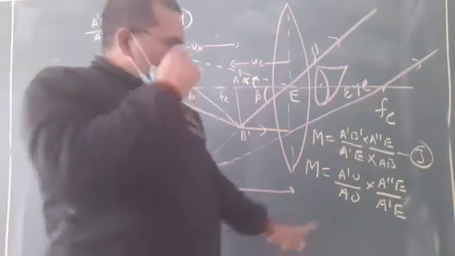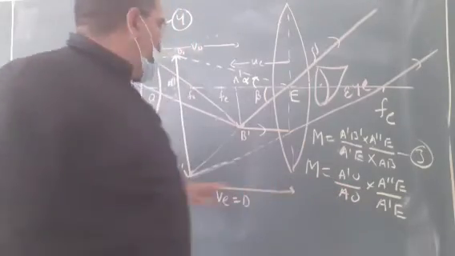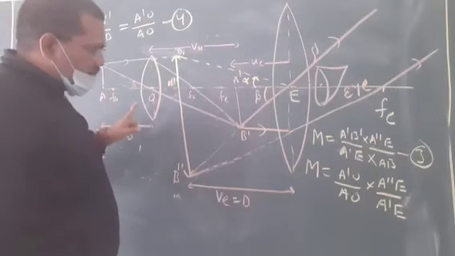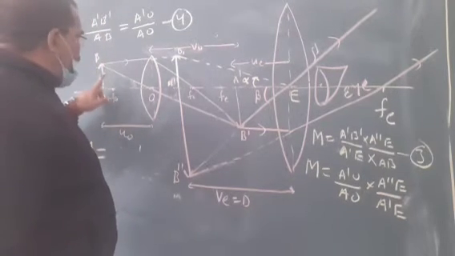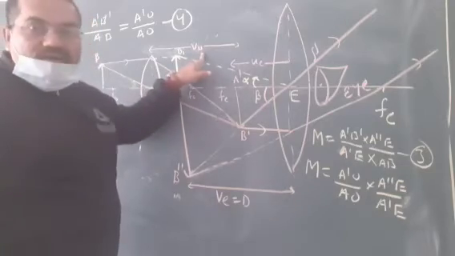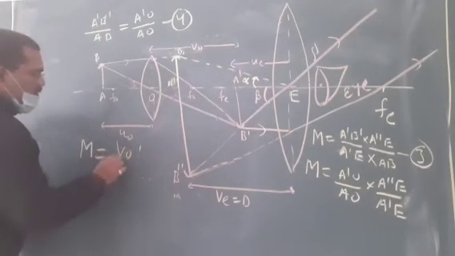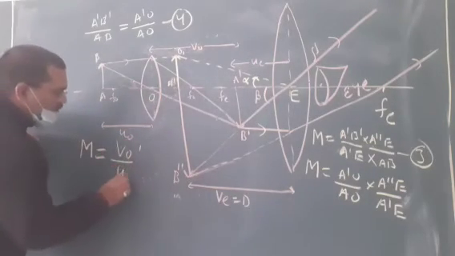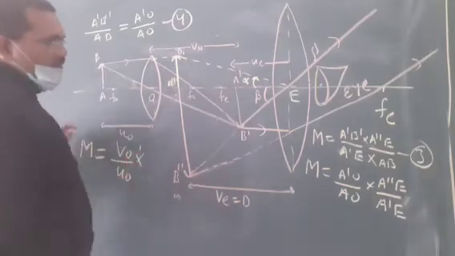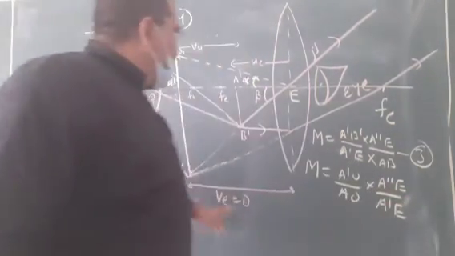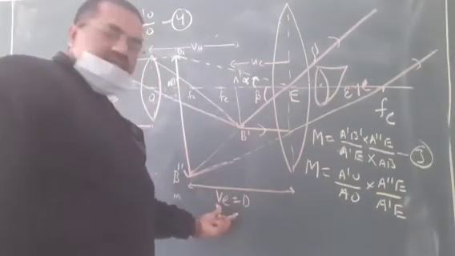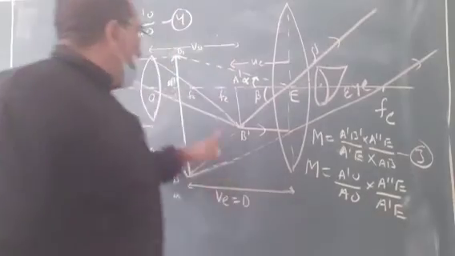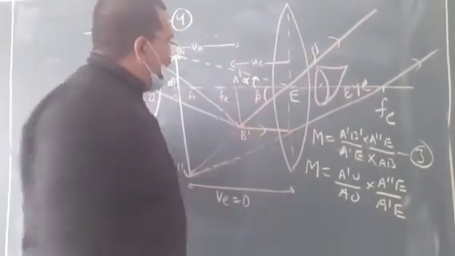So A'O upon AO, here A'O is V naught, upon AO, U naught, into A''E, which is D, upon A'E, which is UE.